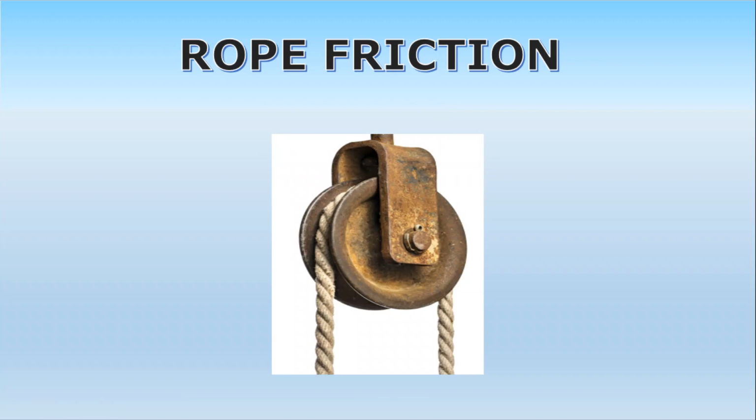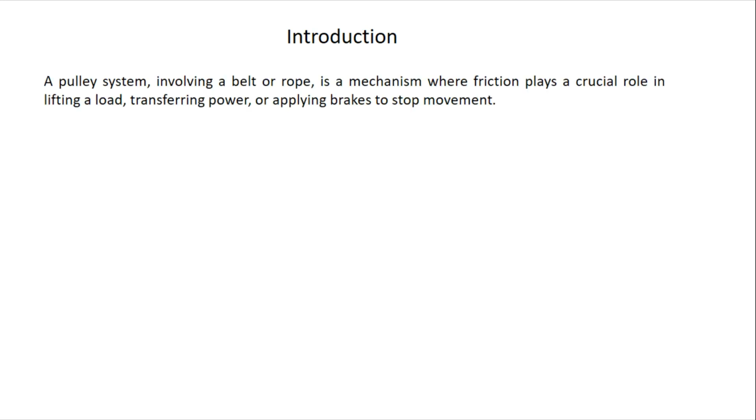So what is the rope friction? Consider a pulley or a drum, and over this pulley one rope will be there. And the friction between the rope and the drum, or rope and the pulley, when transferring power. Then this concept we will see with the help of an example. So first we will see the introduction.